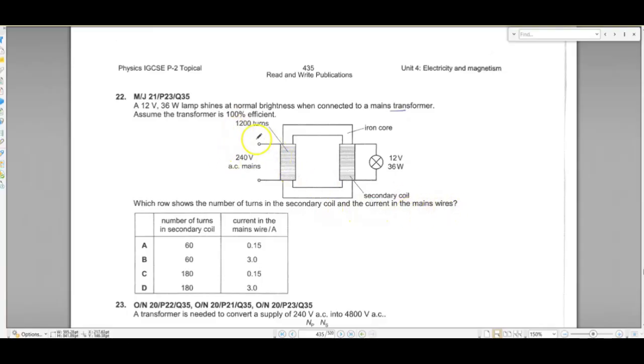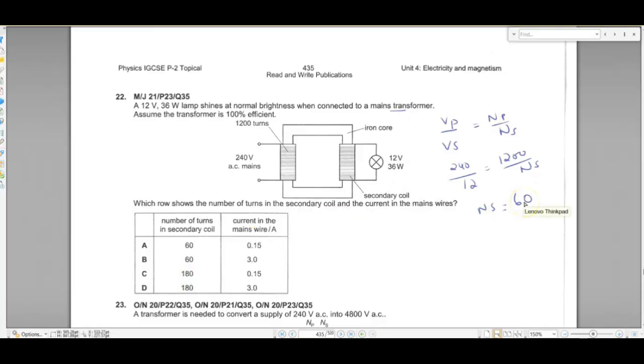Okay, we now have the turns, the input voltage and the output voltage, and then we have to find the current as well. We can simply find the number of turns with the formula VP over VS equals NP over NS, where VP is 240 and VS is 12. The number of turns on the primary side is 1200, and on the NS side we have to find. So the number of turns on the NS side would be 6 turns. Okay, so 60 turns actually. So there are going to be 60 turns.